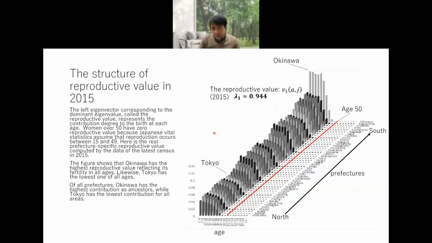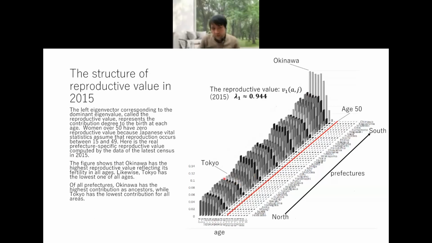Now here is the real prefecture-specific reproductive value computed from the data of the latest census in 2015. The figure shows that Okinawa has the highest reproductive value, reflecting its fertility at all ages. Likewise, Tokyo has the lowest at all ages. Of all prefectures, Okinawa has the highest contribution as ancestors, while Tokyo has the lowest contribution for all areas.